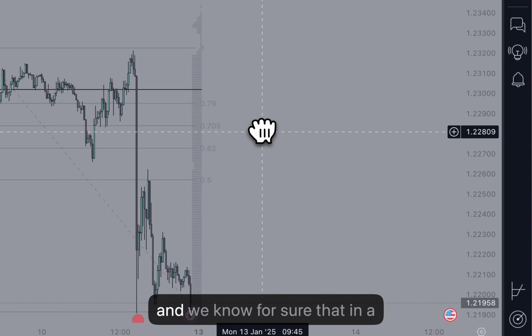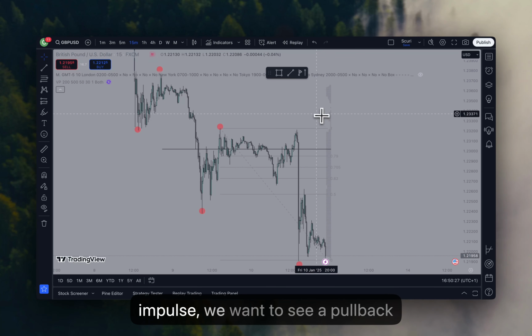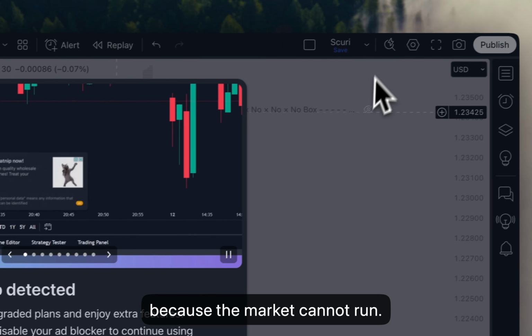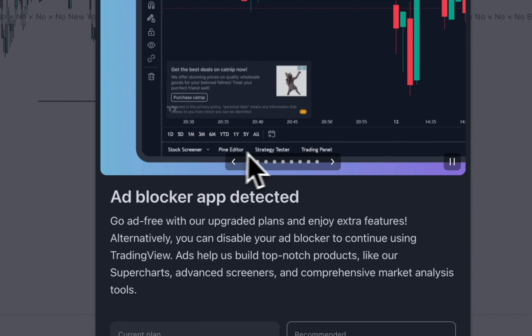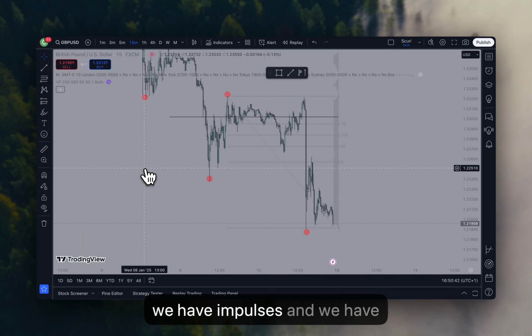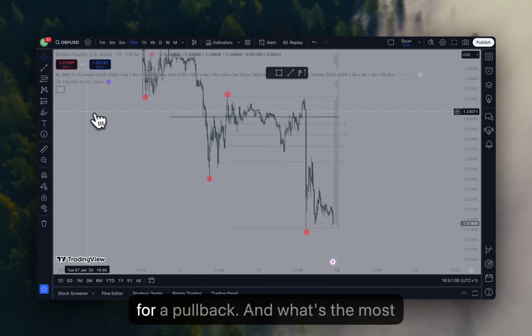We are in a downtrend, and we know for sure that in a market we have impulses and we have pullbacks. Okay, so after the impulse we want to see a pullback, because the market can't just run. So we have impulses and we have pullbacks. We cannot have a market that goes down all the time or goes up all the time. It doesn't have liquidity to work with. Okay, so once we have this situation, we wait for a pullback.